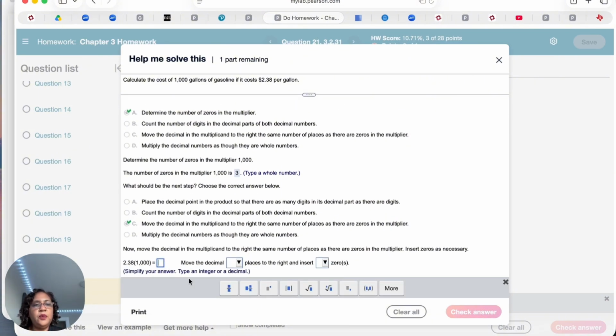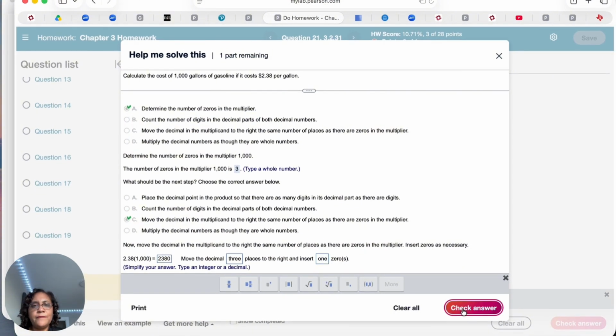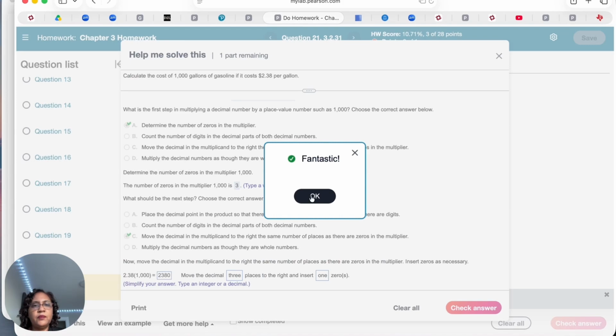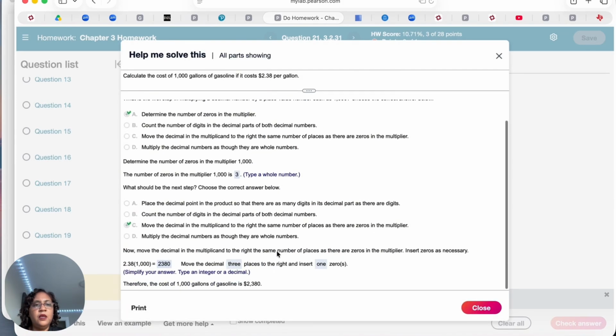So I'm going to move the decimal place past the 3, past the 8, and then one more 0. So 2,380. Move the decimal place 3 places. Insert 0. Now you finish this problem.